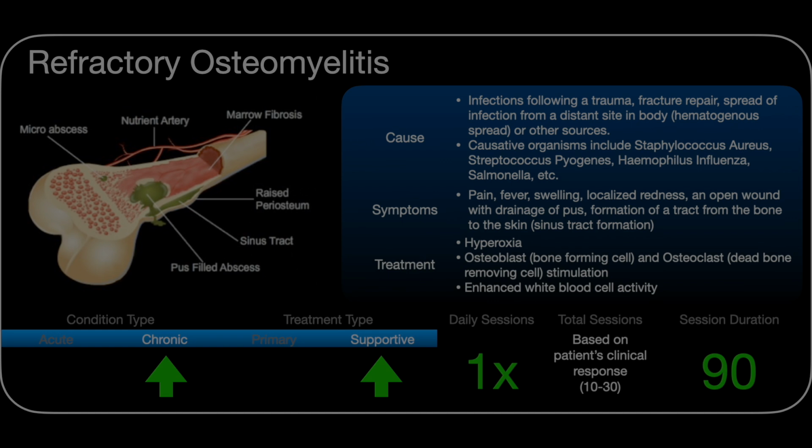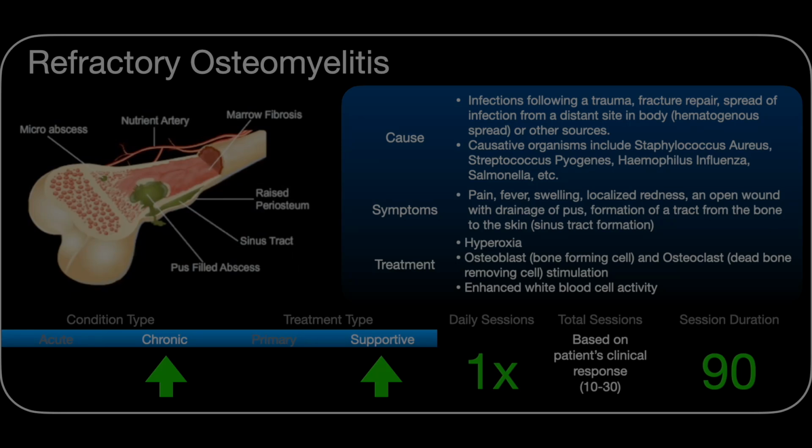Refractory osteomyelitis is considered a chronic condition. The use of hyperbaric oxygen therapy is considered a supportive treatment modality. The cause of refractory osteomyelitis can be because of infections following trauma, fracture repair, spread of infection from a distant site in the body, or other sources. Causative organisms include Staphylococcus aureus, Streptococcus pyogenes, Haemophilus influenzae, Salmonella, etc. The patients could present with pain, fever, swelling, localized redness, an open wound with drainage of pus, formation of a tract from the bone to the skin.